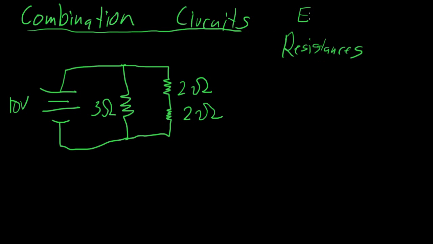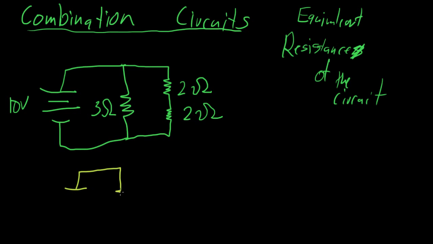The equivalent resistance of the circuit. Well, how do you do it? You have to do each branch or each part by itself. So the first thing we have to do is figure out the equivalent resistance for these two 2 ohm resistors in series.